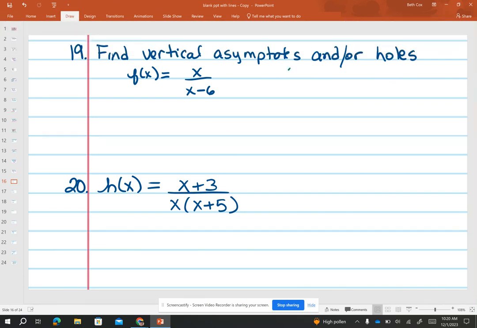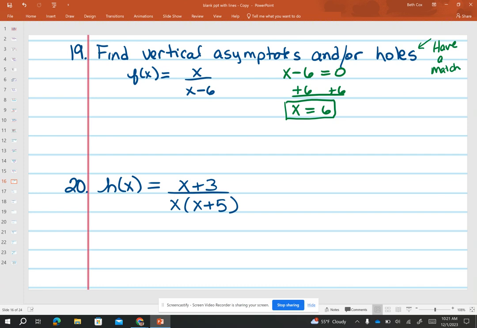So I'm going to do x minus 6 equals 0, x equals 6. Now, this is either a vertical asymptote or a hole. And how do we make the decision? Holes have a matching factor in the numerator. So if it's a hole, it's got a match in the numerator. These do not match. No holes. There is no match. Therefore, this is a vertical asymptote. So I have a vertical asymptote at x equals 6.